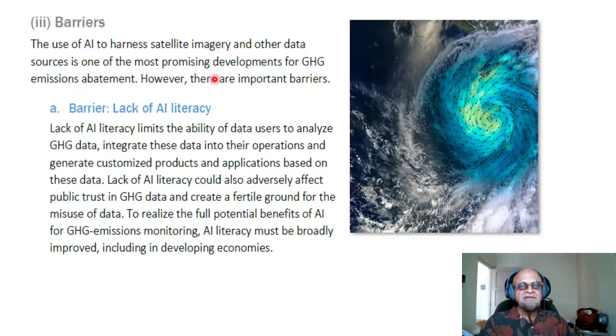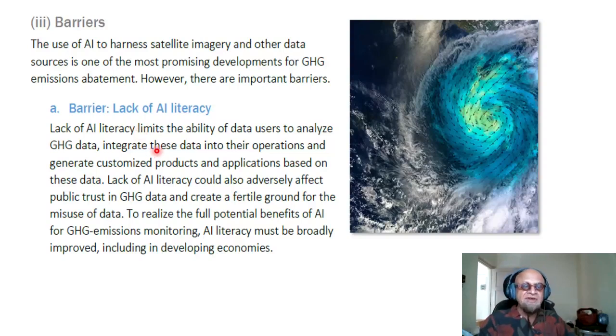The use of AI to harness satellite imagery and other data sources is one of the most promising developments for greenhouse gas emissions abatement. However, there are important barriers. So each chapter has this section of barriers, ways forward, and so on. And I'm going to skip many of these things and just pick the most salient of the points, because otherwise this will become a full course, semester-long course, which is not the purpose here, just in terms of the topic. Okay. I do have full courses for other topics, but AI for climate, I'm taking brief points from different reports. If there's a very good textbook that comes along, then maybe I'll cover it as a course as well.